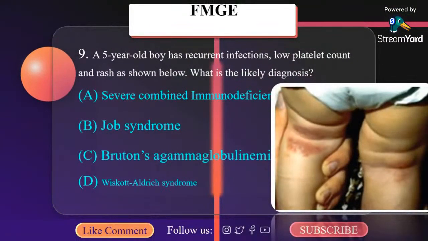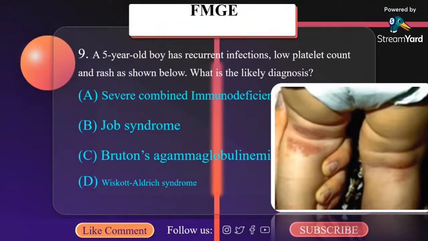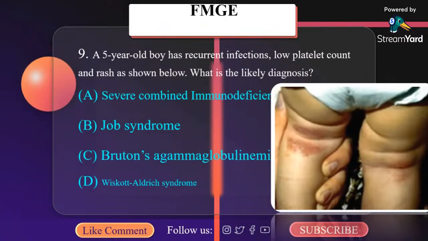A 5-year-old boy has recurrent infections, low platelet count, and a rash as shown below. What is the likely diagnosis? A. Severe combined immunodeficiency. B. Job syndrome. C. Bruton's agammaglobulinemia. And D. Wiskott-Aldrich syndrome. Well, it is Wiskott-Aldrich syndrome.